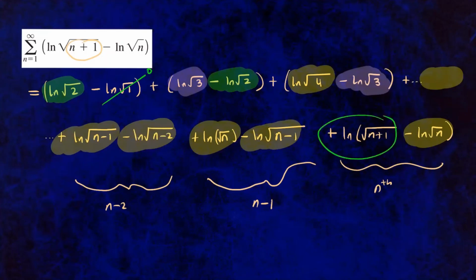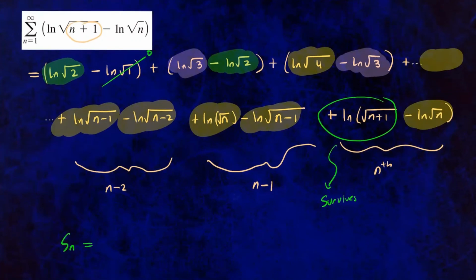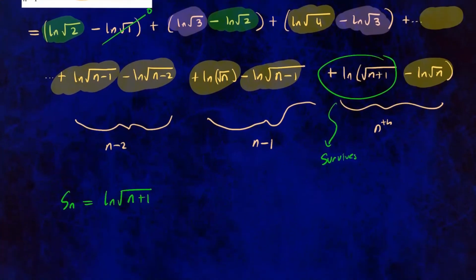So that's your partial sum. Your formula for this one survives. Everything canceled except for that term. So your partial sum, Sn, is going to be ln of square root of n plus 1. Now let's take the limit of this. If this converges, the series will converge. If this diverges, then the series will diverge. So take the limit as n goes to infinity of your partial sum. This is the limit as n goes to infinity of ln of square root of n plus 1.